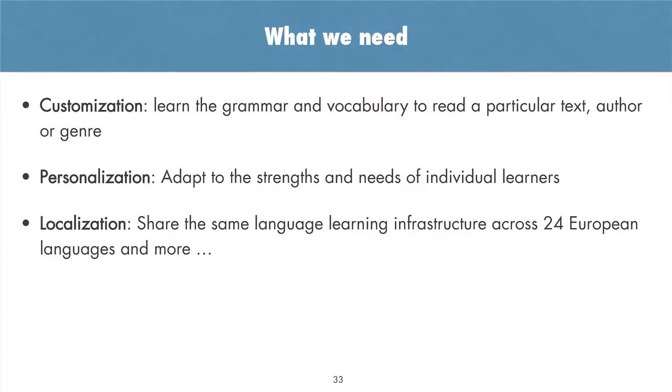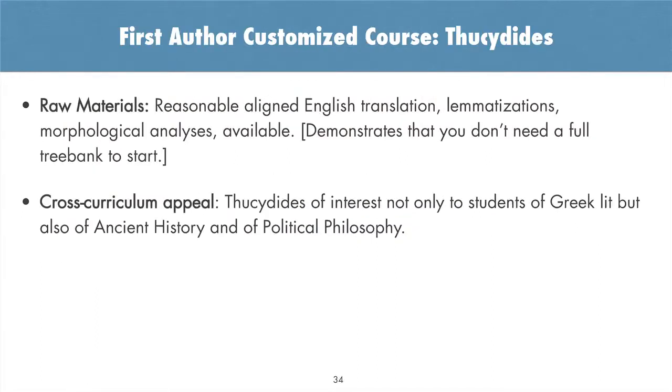We'll talk a bit about that. And we're going to have a customized course. Basically, we need smart textbooks that adapt to the materials you actually want to learn, as opposed to giving you some generic textbook, one size fits all. And our first dynamic textbook will be to teach you Thucydides. The real reason for this is that I really like Thucydides.